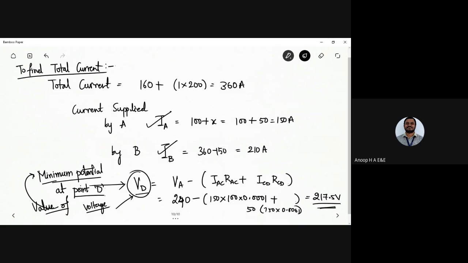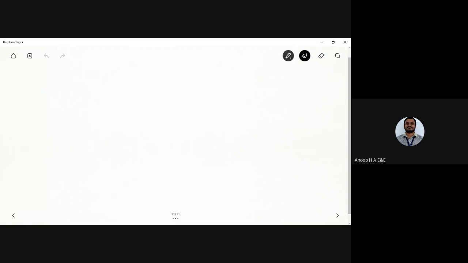Value of minimum potential that is reached. Okay, so that is 217.5. So we had arrived at such problems in the previous class, and in today's class what we are going to deal with is the concept related to the distributor itself.